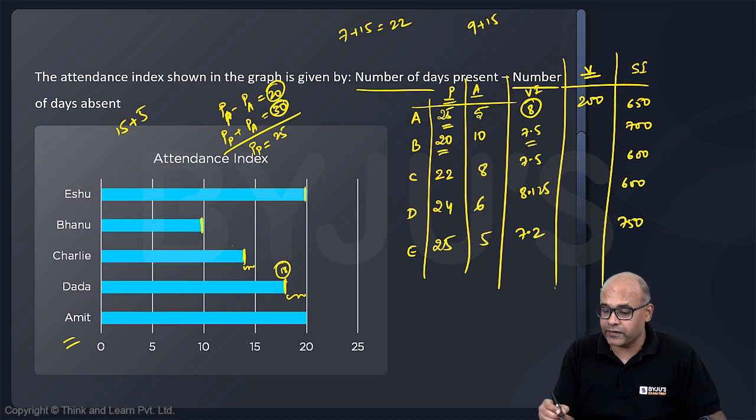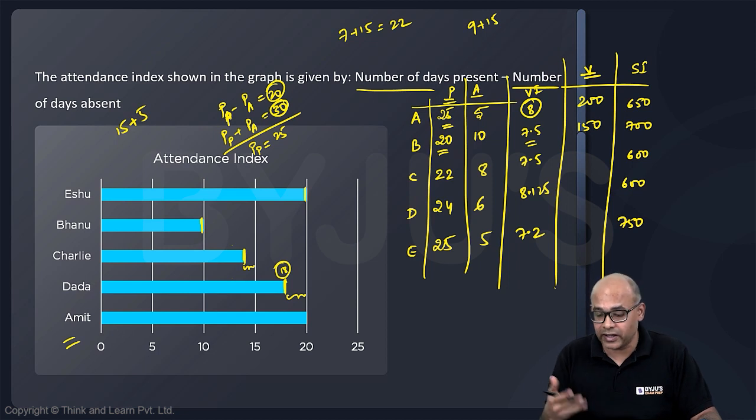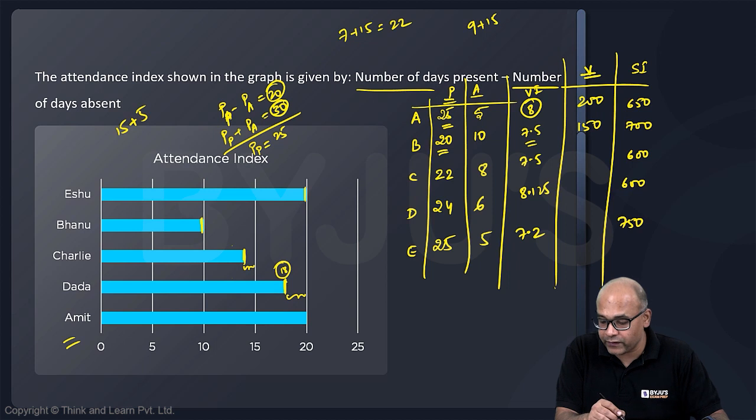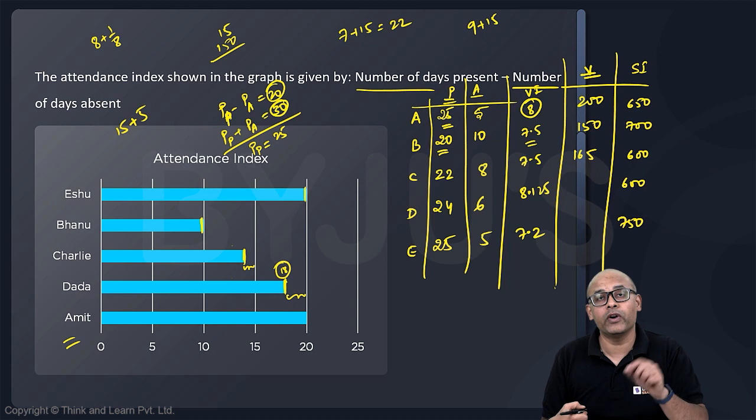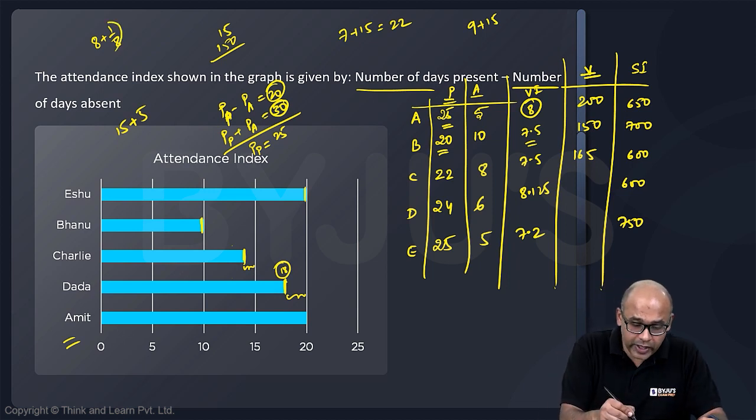20 into 7.5 is 150. 7.5 into 2 is 15, into 10, 150. Then 7.5 into 22: 7.5 into 2 is 15 and 7.5 into 20 is 150, so 150 plus 15 is 165. Now 8.125 into 24. How will I write it? I'll write it as 8 plus 1 by 8 because 0.125 is 1 by 8. So 8 plus 1 by 8 into 24. So this will become 8 into 24 plus 3.